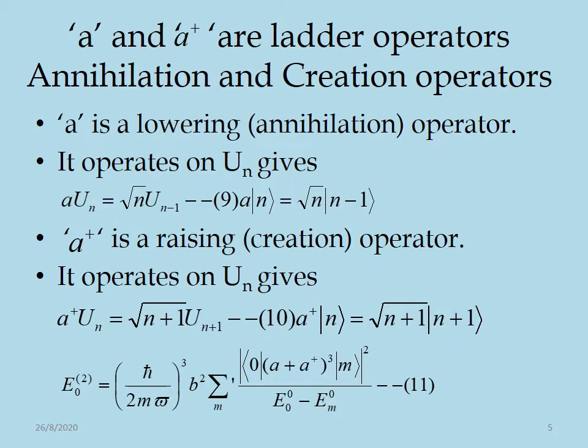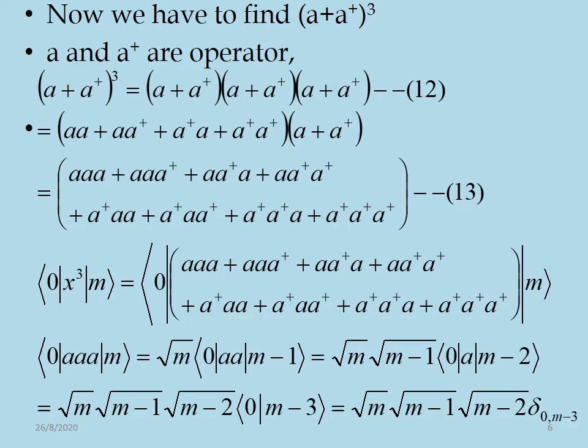So now you substitute this value. E0 of 2 is equal to (h cross by 2m omega) whole power 3 times b squared summation of modulus of <0|(a plus a dagger) whole power 3|m> modulus square divided by E0 of 0 minus Em of 0. Now how to find (a plus a dagger) whole power 3? Since a and a dagger are operators, you can expand (a plus a dagger) whole power 3 as (a plus a dagger)(a plus a dagger)(a plus a dagger), which gives eight terms including a a a, a a dagger a, and so on.